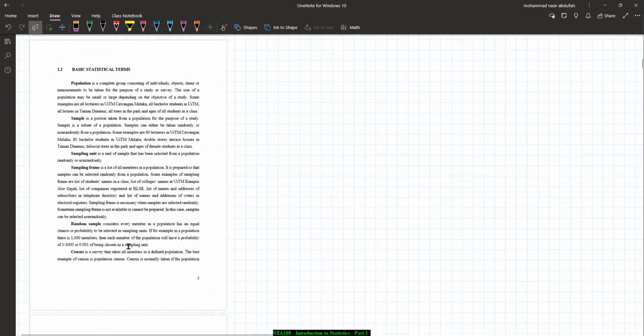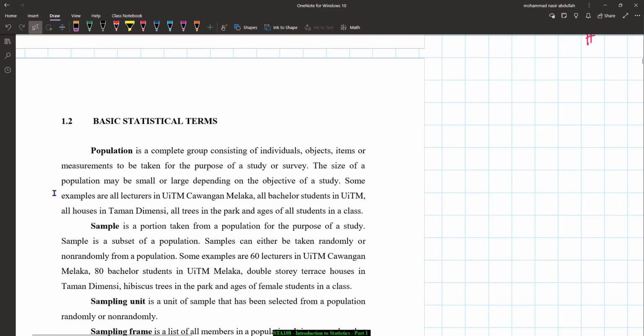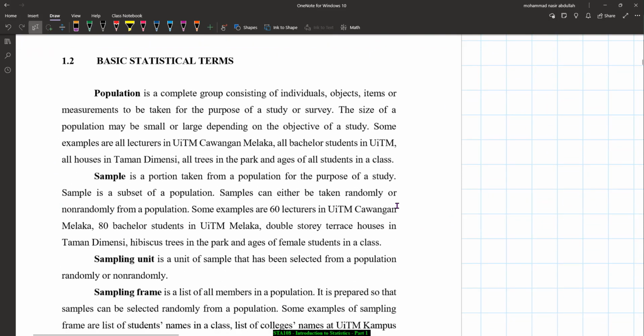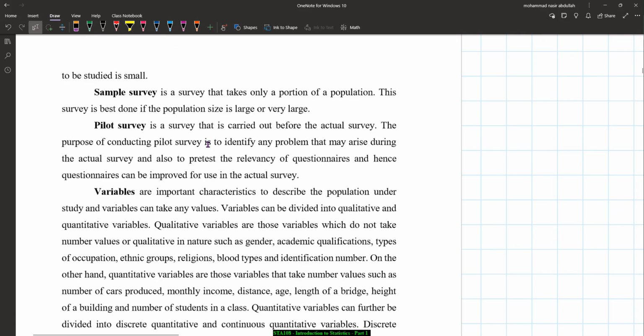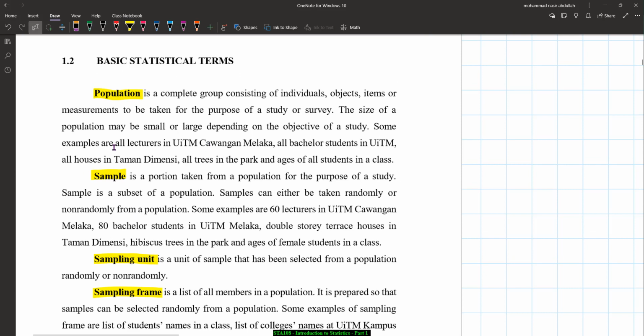So now we go into the second part, which is the basic statistical terms. We have some terms that we need to understand in statistics, right? This is not the core part of the topic yet. This is just to help you understand the terms that we are going to use. So population, I think you have already heard this several times. Population is a complete group consisting of individuals, objects, items, or measurements to be taken for the purpose of study or survey.